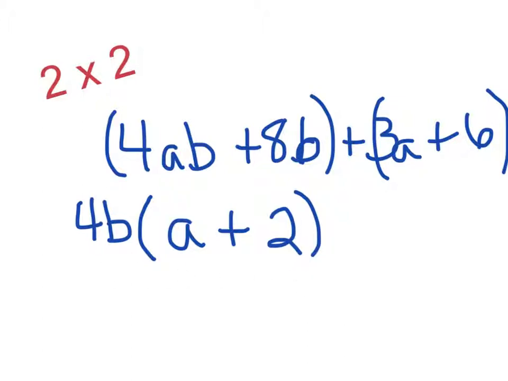Okay, then you're going to factor the second group. What do 3a and 6 have in common? Well, they have 3 in common. Then you divide. 3a divided by 3 is a, and 6 divided by 3 is 2.